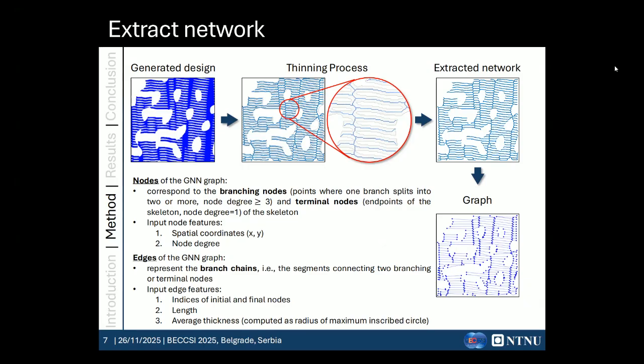In these cases, the nodes of the graph neural networks correspond to the branching nodes and the terminal nodes of the skeleton networks, and the input node features include the spatial coordinates x and y, and also the node degrees. The edges of the graph neural networks represent the branch chains between terminal nodes, and the input edge features include the indices of the initial and final nodes, length, and average thickness.